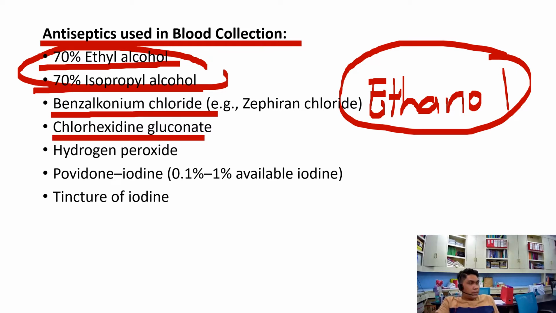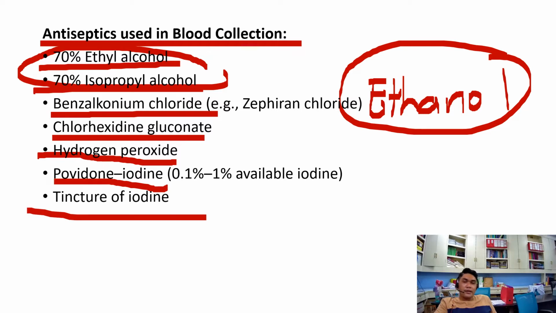And another, you have chlorhexidine gluconate. This is the alternative to iodine because there are people who are sensitive to iodine. You can also use this one for infants because usually infants are sensitive to iodine. Another, you have hydrogen peroxide. Then you have povidone iodine and tincture of iodine. So these are the antiseptics used in blood collection.